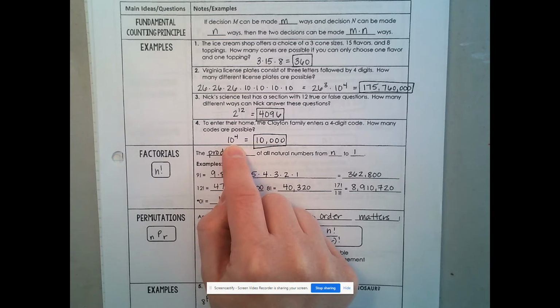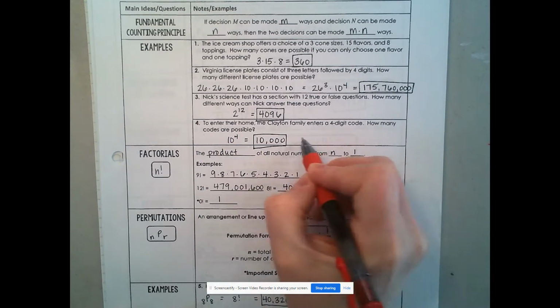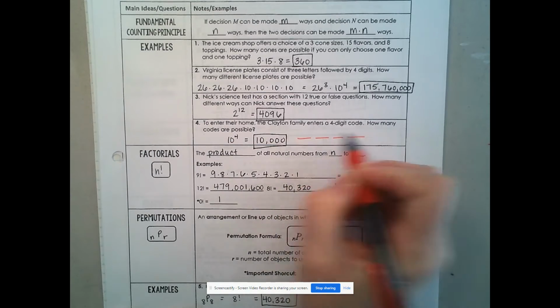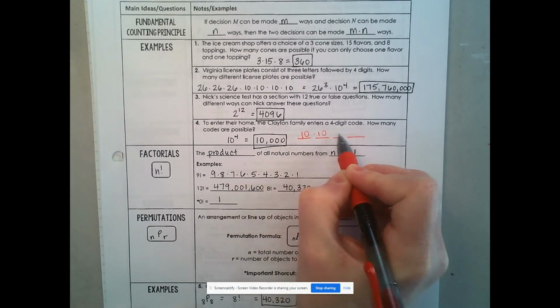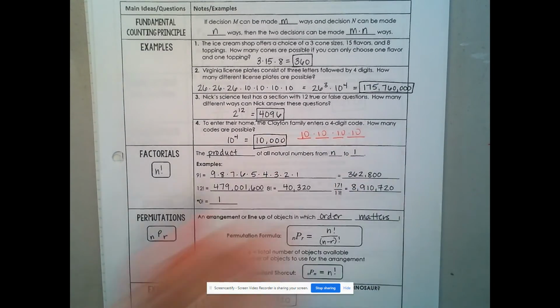To enter their home, the Clayton family enters a 4-digit code. How many codes are possible? So it is a 4-digit code, meaning that there are 4 spots that you have to enter a digit. And there are 10 digits times 10 digits times 10 digits times 10 digits, or you can simplify it as 10 to the 4th.